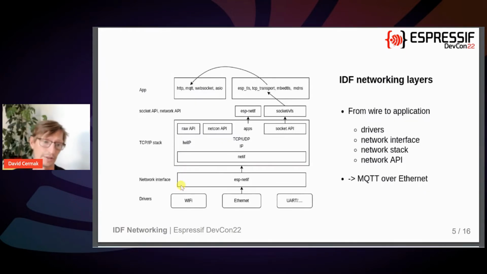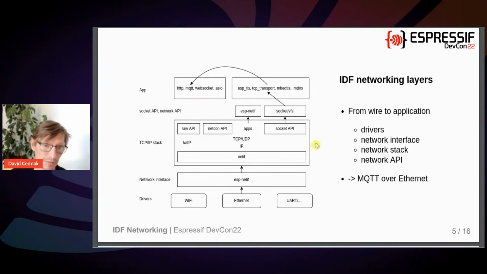About the layers, we already said that we have drivers here. We have the TCP/IP stack here, which in itself has some modules like network interface, raw API, some applications, and socket API, and up here we have the application libraries. So we already talked about MQTT. We have others: HTTP, WebSocket, ASIO, and many others are available.